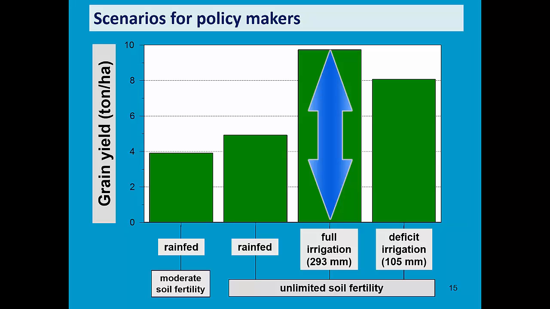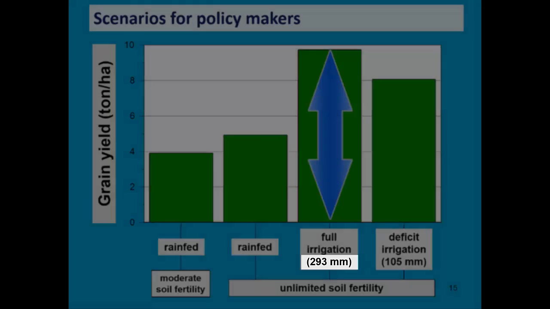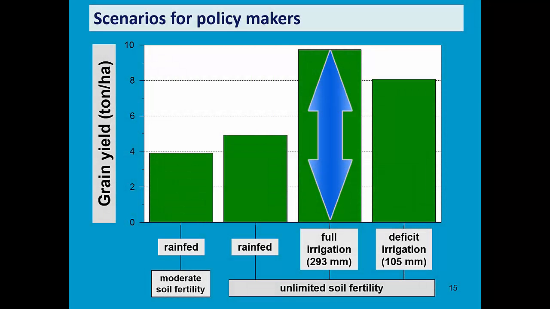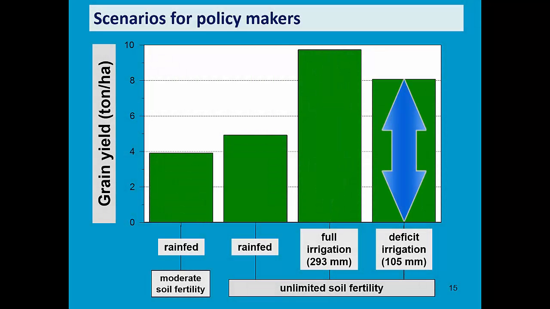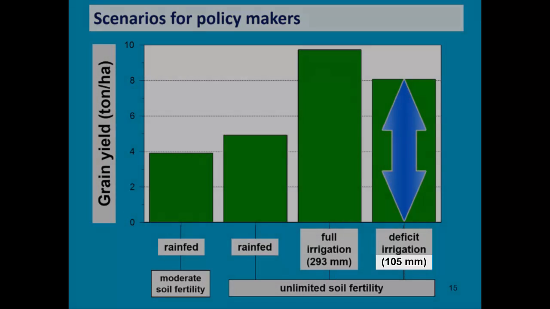This will bring the yield to a high level and to a stable level, but will require a lot of water. Finally, we can find out what will be the yield under deficit irrigation. The yield will be lower, but also less water is required.